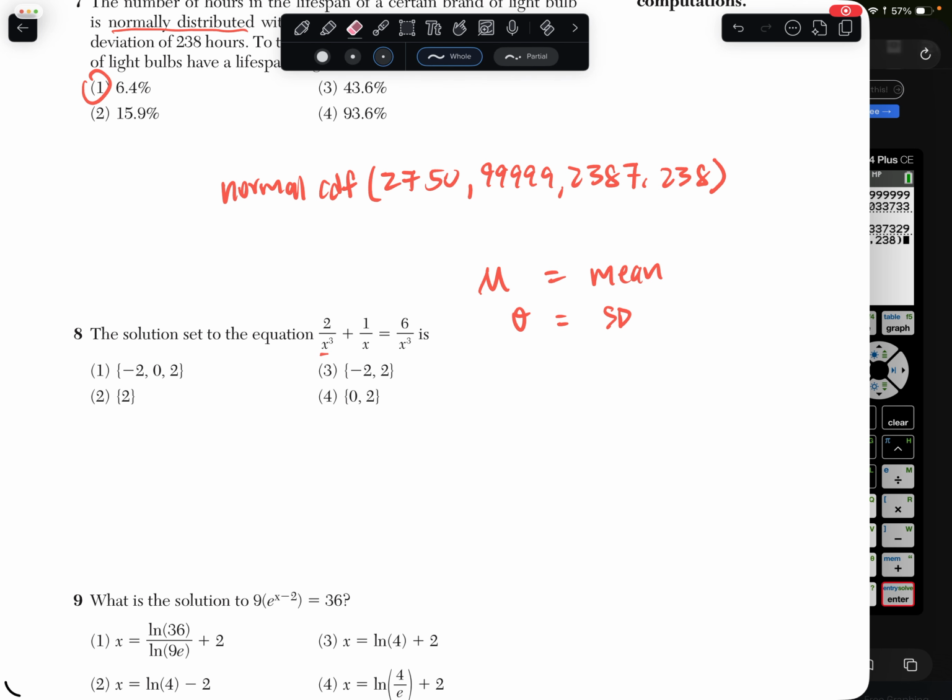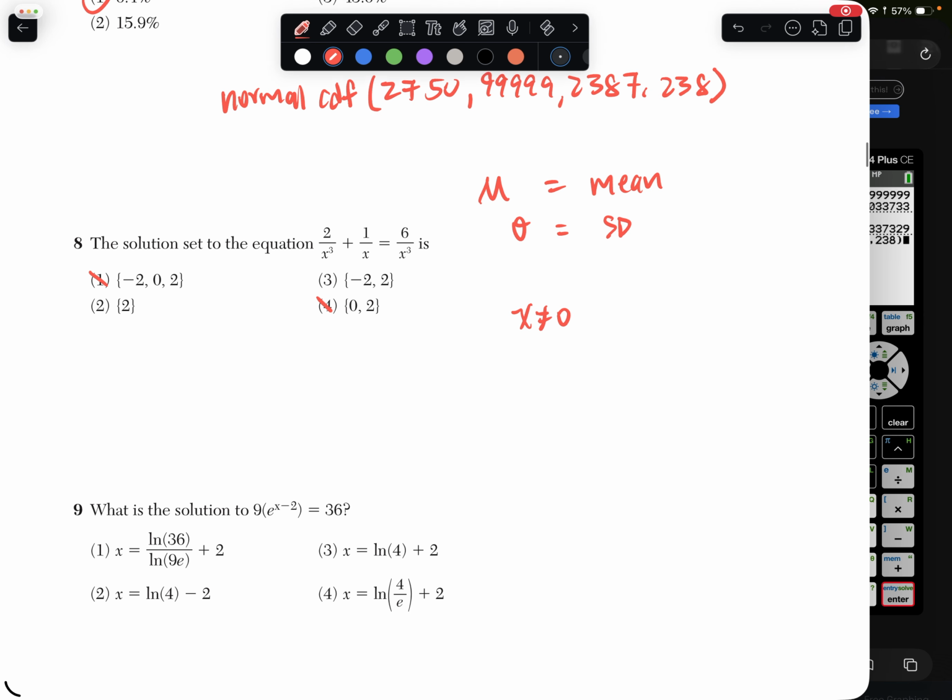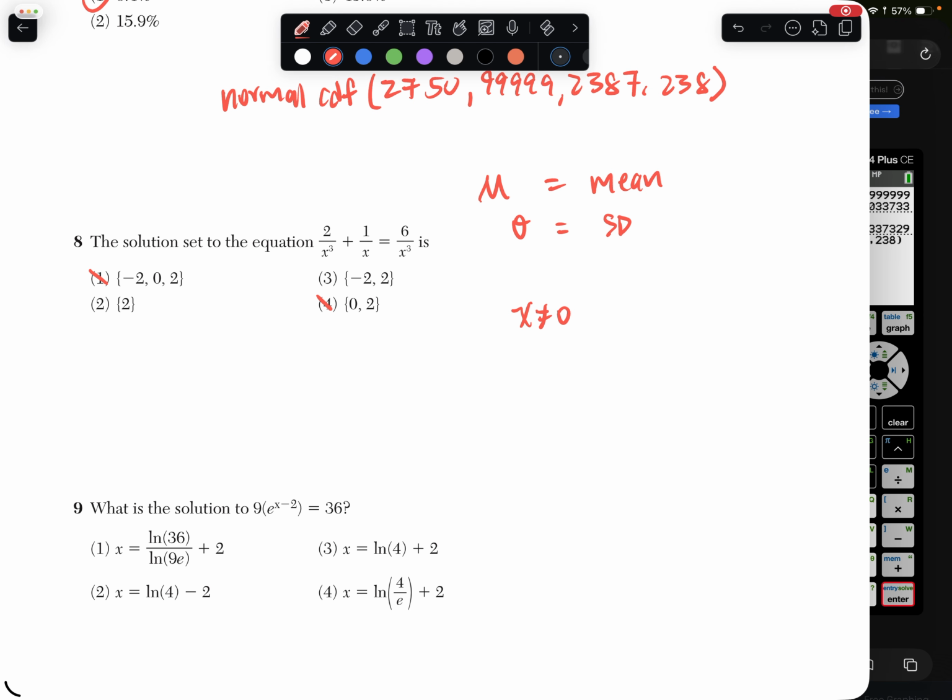It's going to be a problem when x is equal to 0, because for this, x cubed, 0 cubed is still equal to 0, so we're going to be dividing by 0. And there's going to be a problem over here and over here. So x cannot equal 0 because we cannot divide by 0. The denominator cannot be 0 for any of the fractions. So automatically we can eliminate choices 1 and 4 because they both have 0. When we solve the equation, we might get that 0 is one of the solutions, and it's known as an extraneous solution because it doesn't belong in the domain at all.